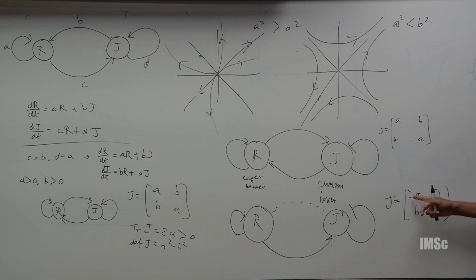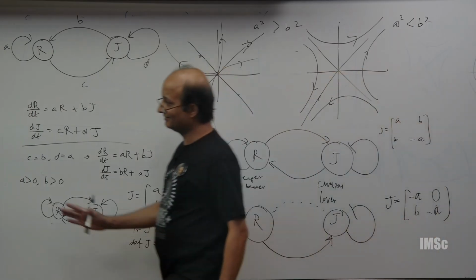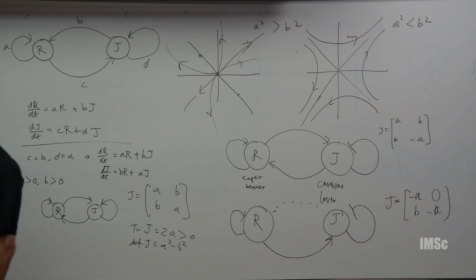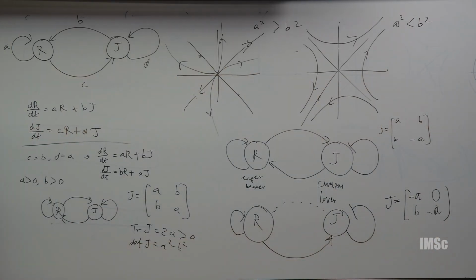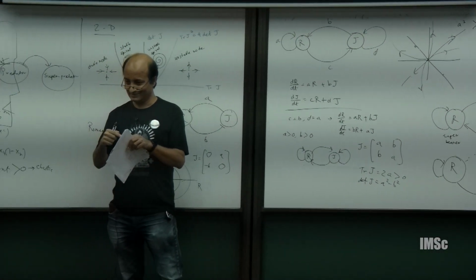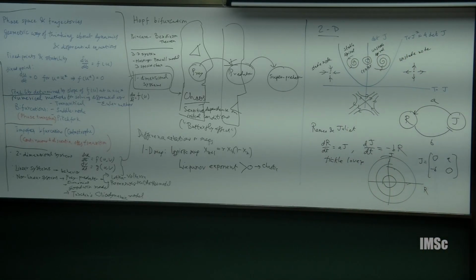What is the trace? Trace is negative. So you are on this side. What about the determinant? Positive. So you are on this quadrant, right? And you know that you are not here. So you are on a stable node, that is, it will go to 0, 0. But here's an interesting part.